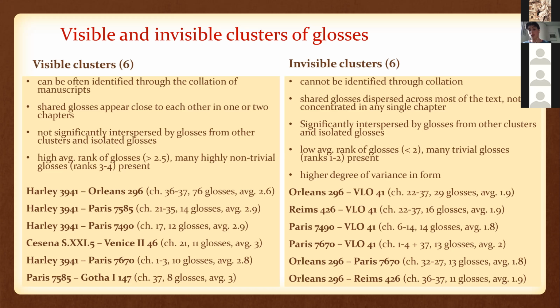And what is interesting, they tend to have a relatively low average rank of 2 or less. Some of them are made only of glosses with ranks of 1 or 2. For example, this cluster, which was the second most important cluster in the whole corpus, is constituted only of glosses of rank 1 and 2. And most of the manuscripts here are of the grammatical handbook type.